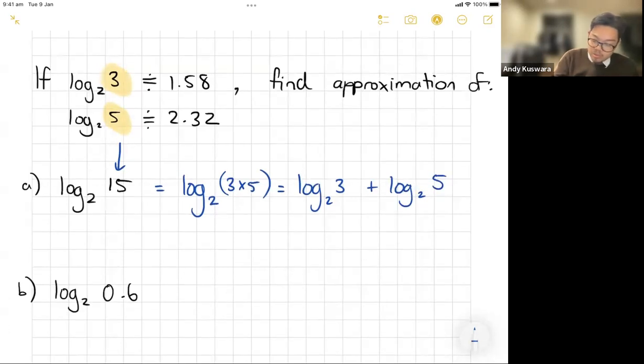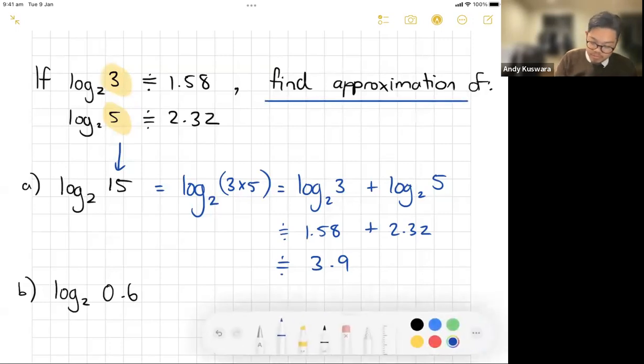Now, why would we do this? Because we know that log 2, 3 is approximately 1.58. And we know that log 2, 5 is approximately 2.32, because they've told us. And at this point, you just add them together. I'm going to do this in my head, 3.9. Yeah, so it's an approximation. We have found our approximation.